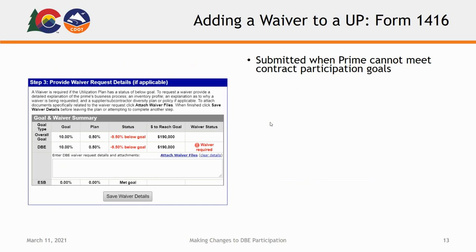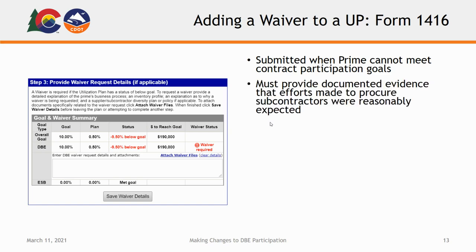Form 1416 is a form CDOT requires for primes to provide justification for any failure to meet their applicable contract goals and can be found under the DBE Forms and Resources section of the CDOT Business Center website. This form is submitted with the utilization plan only if the prime contractor has not met their DBE goal requirements.